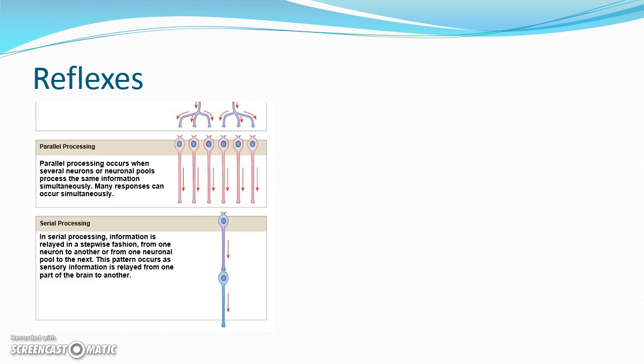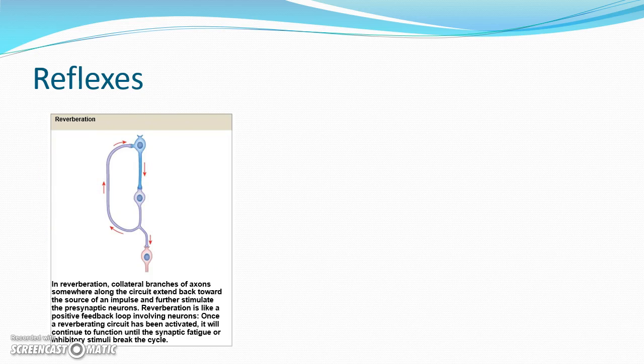In serial processing, information is relayed from one neuron to another one neuron. Think about the term serial number on a piece of equipment. The numbers are in order of production. Here in the nervous system, the information is passed along in a specific order, one neuron to another. In reverberation, there is a loop formed in the circuit. It usually starts with a serial processing pattern, then a branch goes back to one of the first interneurons and starts the stimulus over and over again.